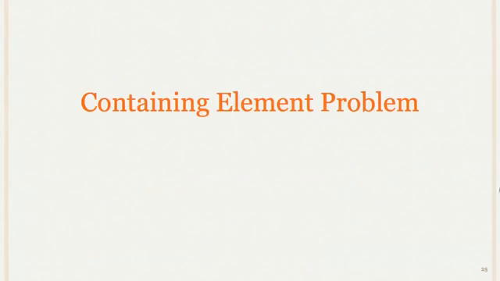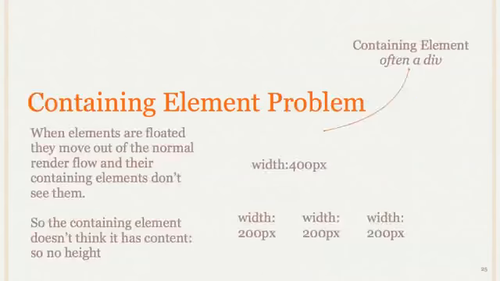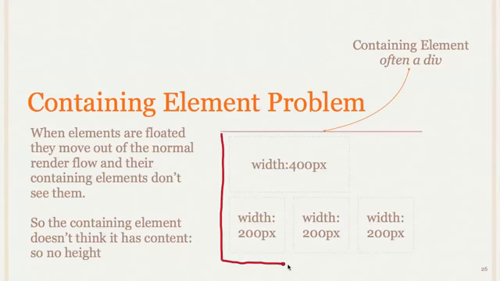Let's get back to that containing element problem. So we had that issue where if we had a containing element, like a div here, it wouldn't recognize the floated elements inside of it, so it thought it had no height. Right? It's like, well, I have no content, so I don't have any height, so I'll just be this little line instead of doing what you want it often to do, which is fill out here and wrap around these.